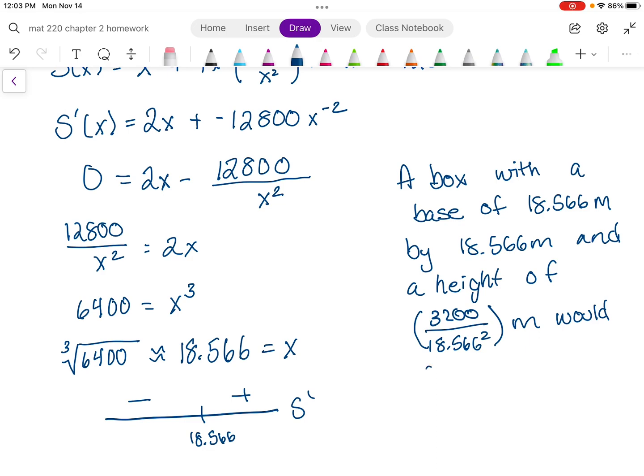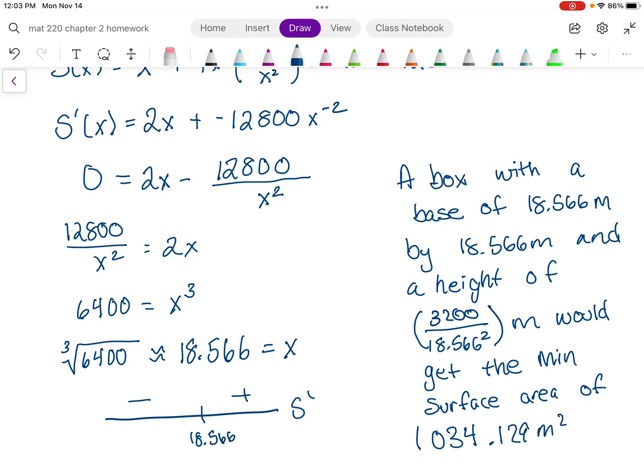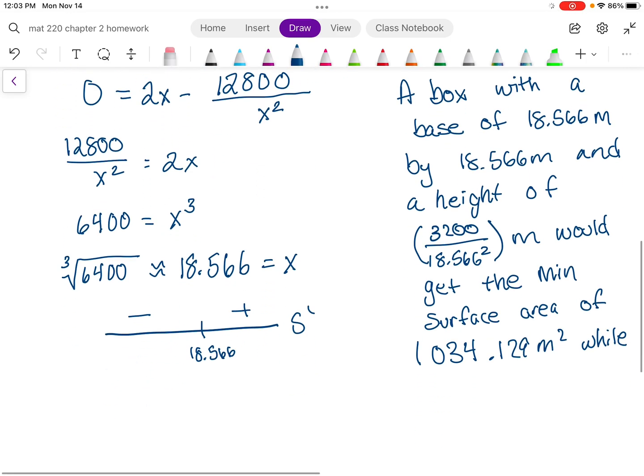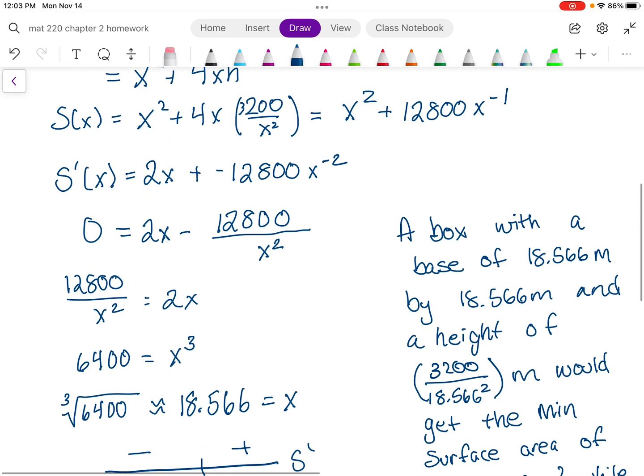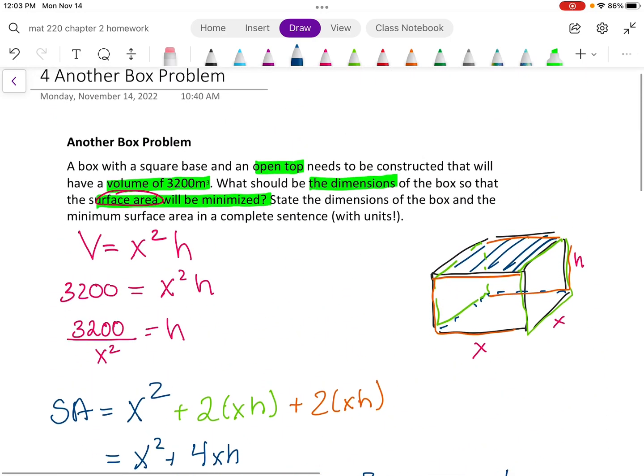would get the minimum surface area of 1,034.129 square meters while keeping the volume at 3,200 cubic meters. Through my derivative tests, my derivative, finding my critical values, we have solved another box problem.